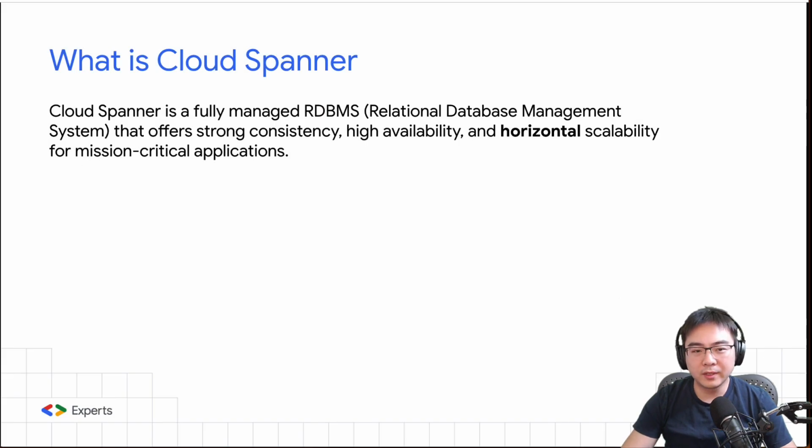Okay, what is Cloud Spanner? It's actually really simple. Cloud Spanner is a relational database. Right? It's basically a relational database, just like what you would use in the old days, like a MySQL, Postgres. It's the same kind of thing. It offers strong consistency, high availability, but one thing that is quite unusual and very powerful is it offers horizontal scalability. This is very, very useful for mission critical applications.